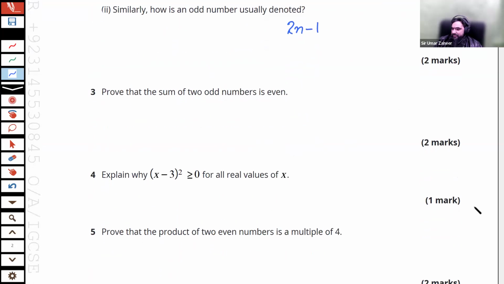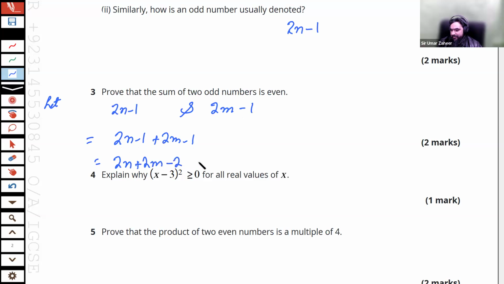All right, prove that the sum of two odd numbers is even. So we take one odd number to be 2n minus 1, and another odd number that is 2m minus 1. So let these two be the odd numbers. We take their sum: 2n minus 1 plus 2m minus 1. So it is 2n plus 2m minus 2. Look at these values, I can easily take 2 as a common factor. So we'll get 2 times n plus m minus 1.